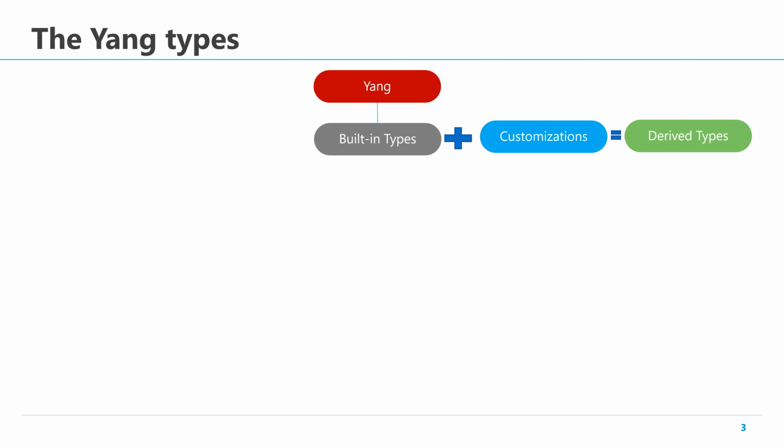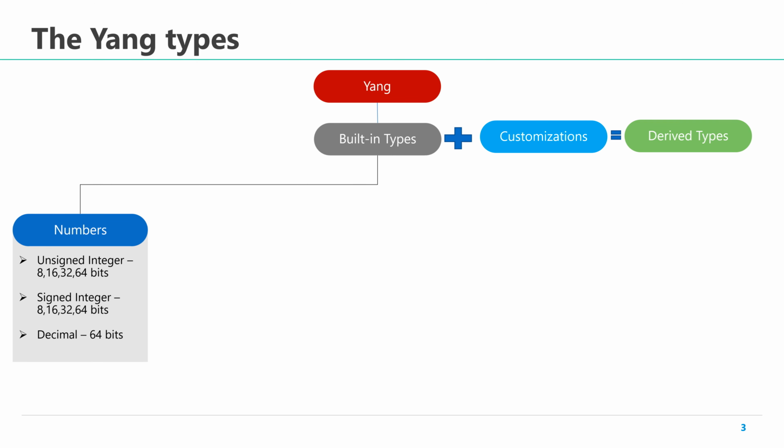Yang has certain native data types called built-in types. Yang also allows customizations of these built-in types into what can be called derived types. The built-in types can be classified under 5 different categories.